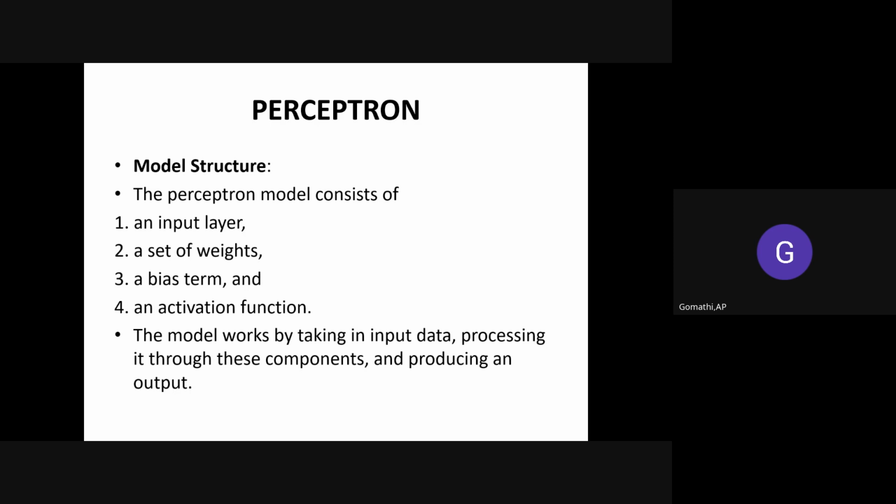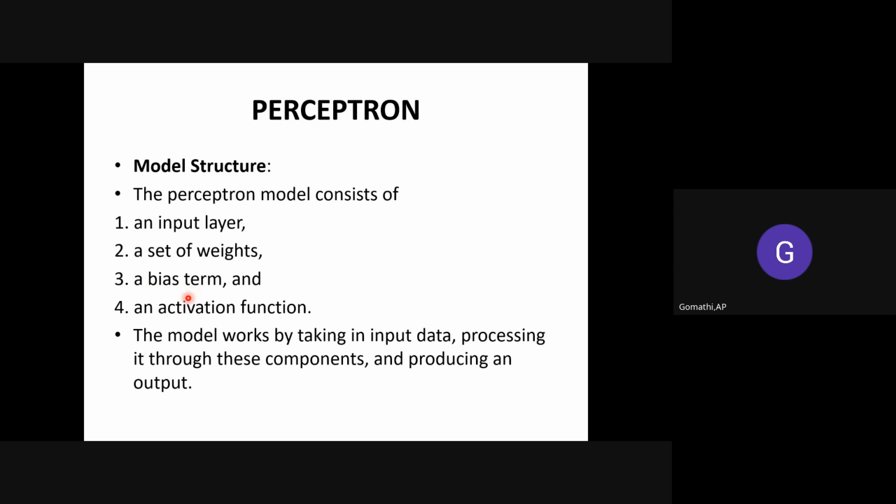Next is the weight. Each and every input has a corresponding weight that is adjusted during training. The weight represents the strength of the input in predicting the output. The next term is the bias. The bias is an additional parameter that allows the model to adjust the decision boundary. So the bias is mainly used to adjust the boundary of the model.